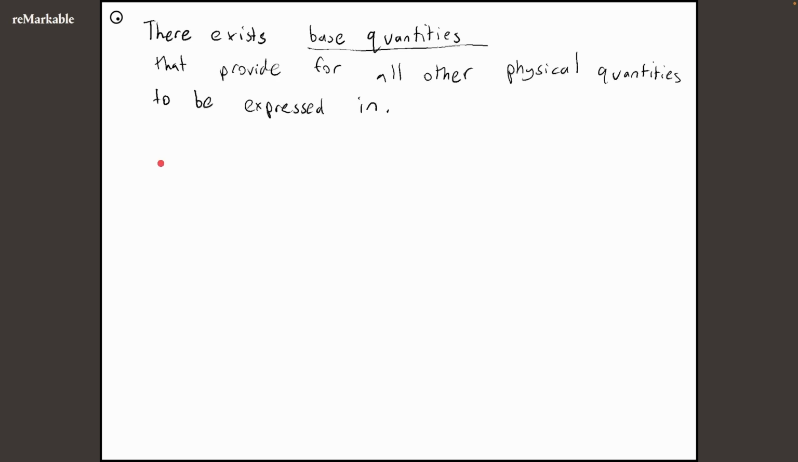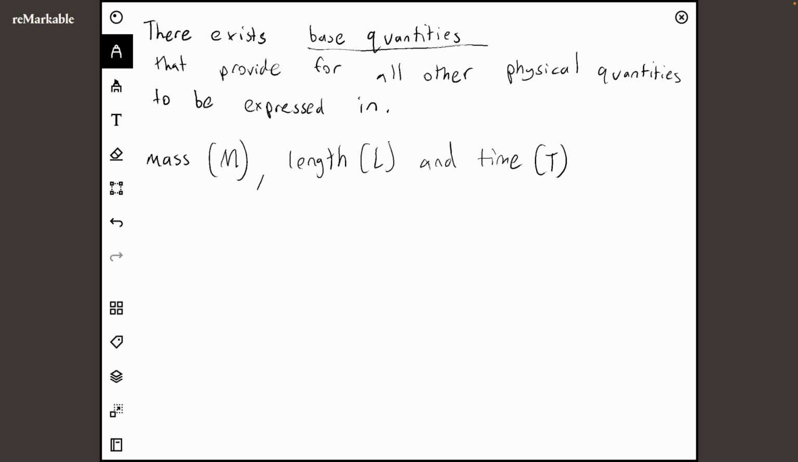These base quantities are usually mass, length, and time. Now, if you're still confused, that's okay. Let me break it down for you in another sense.